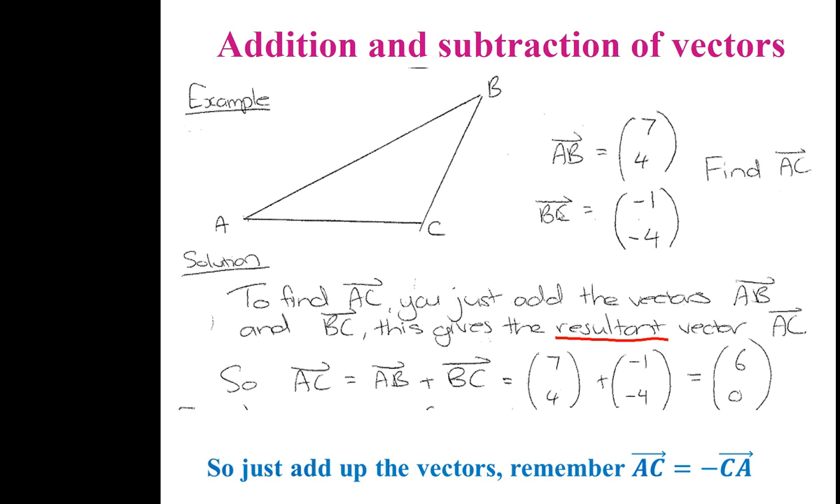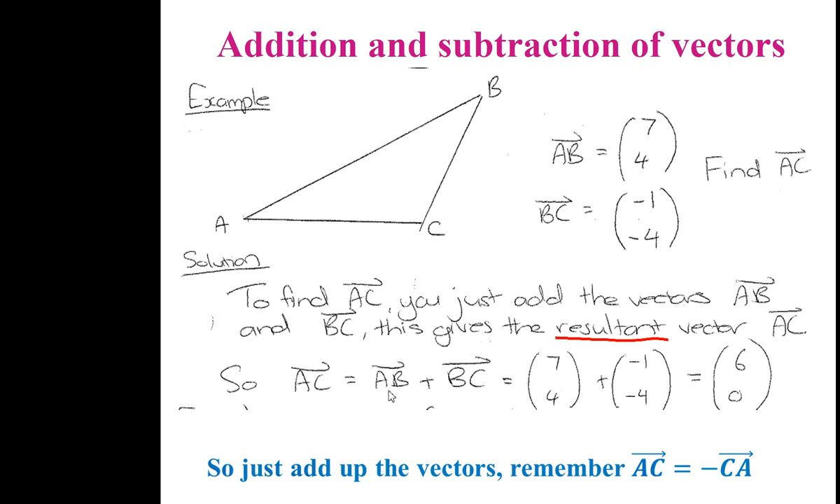If I had given you CB instead, you could just change the signs and then you would have had BC. So CB would be 1, 4, BC is minus 1, minus 4. To find AC, you just add vectors AB and BC to give the resultant vector AC. So good to write this notation now. AC, don't forget the arrows on the top, equals AB. Got to write the arrows on the top or else it's not a vector. Plus BC, arrow on the top or else it's not a vector, it's just a line.